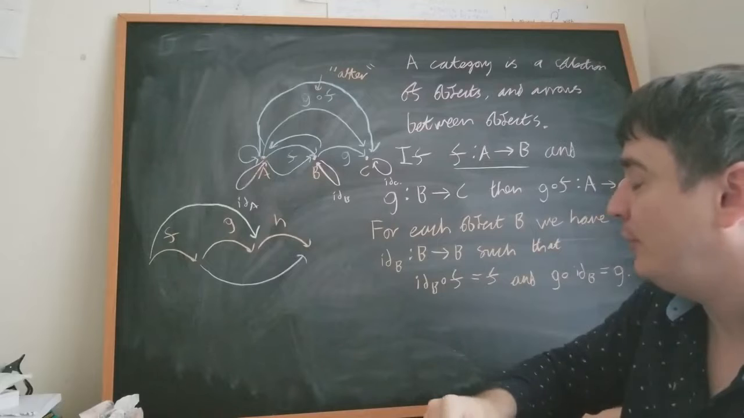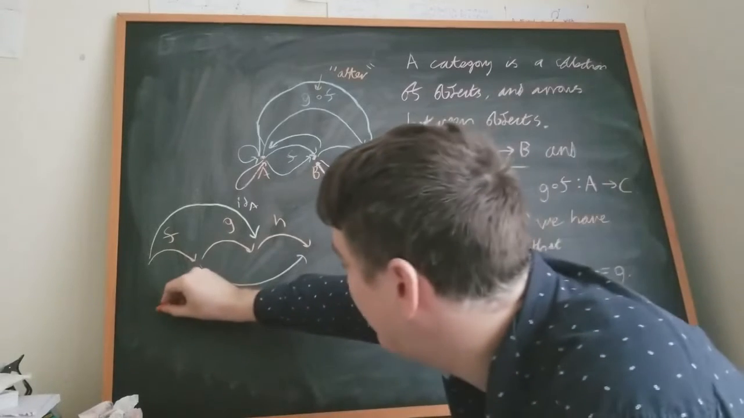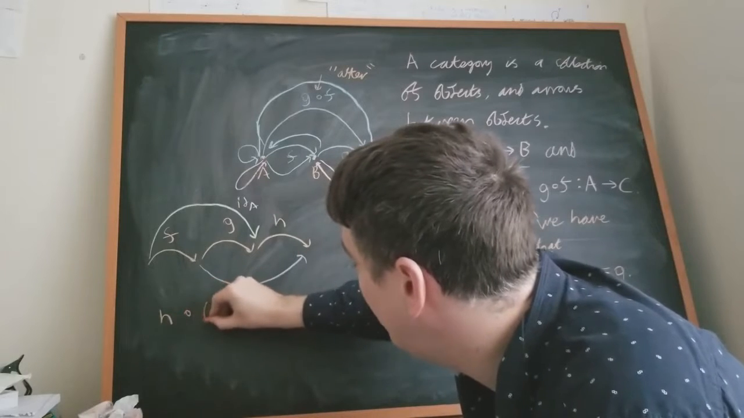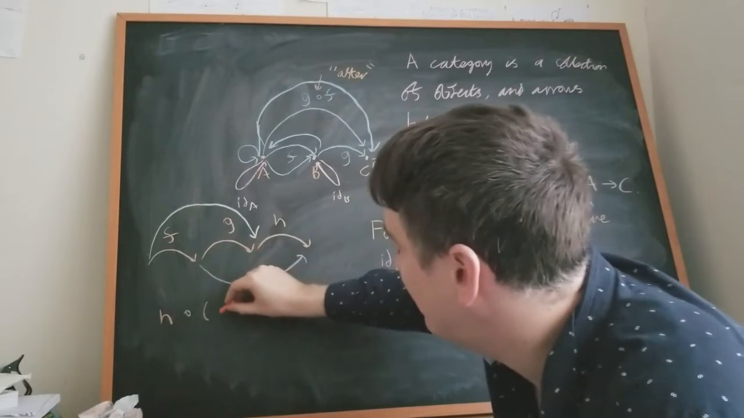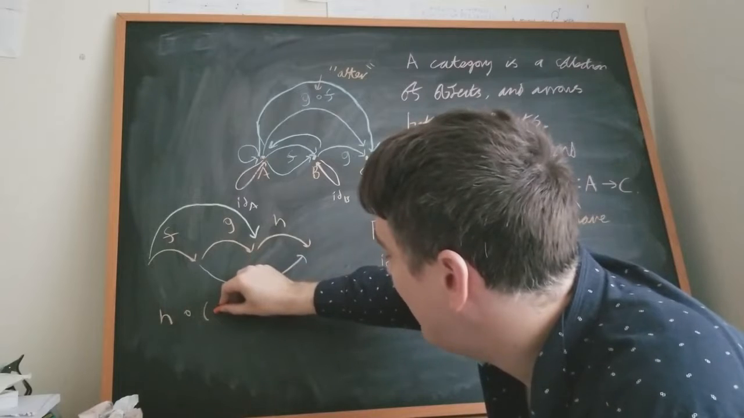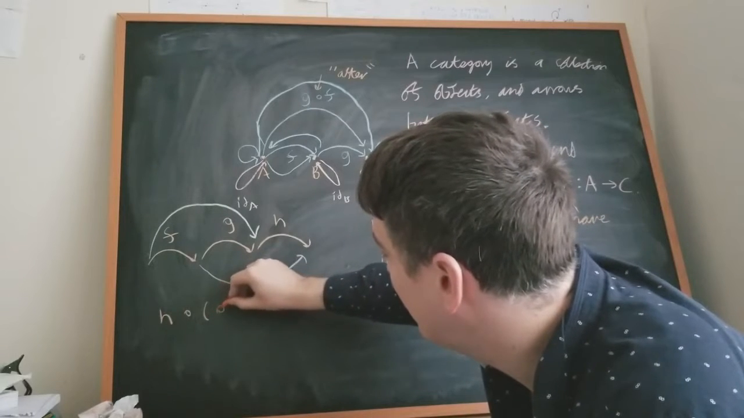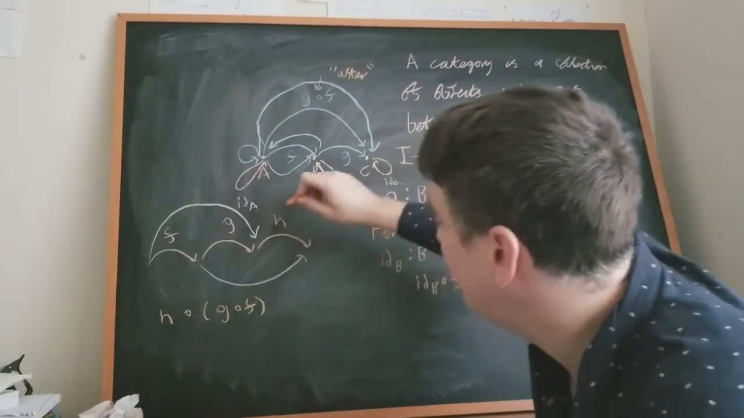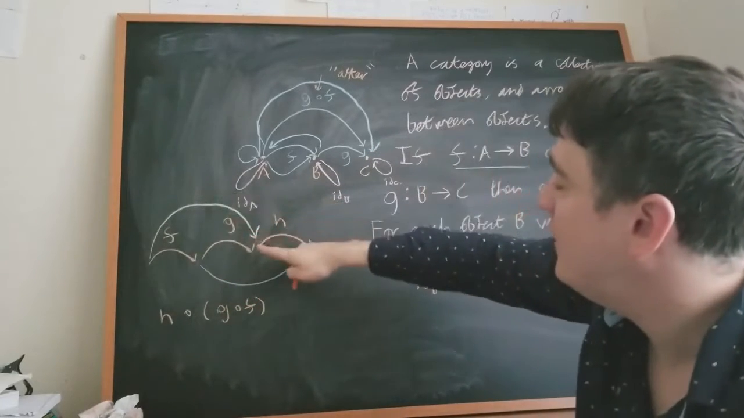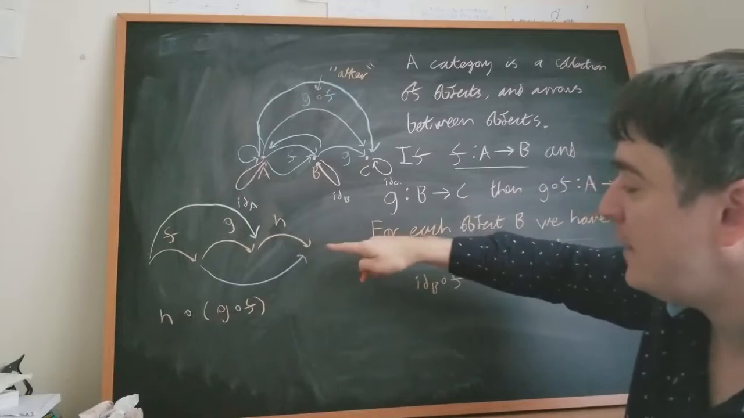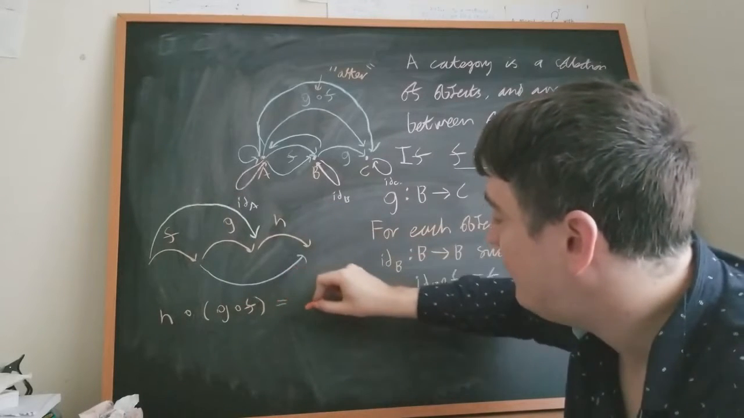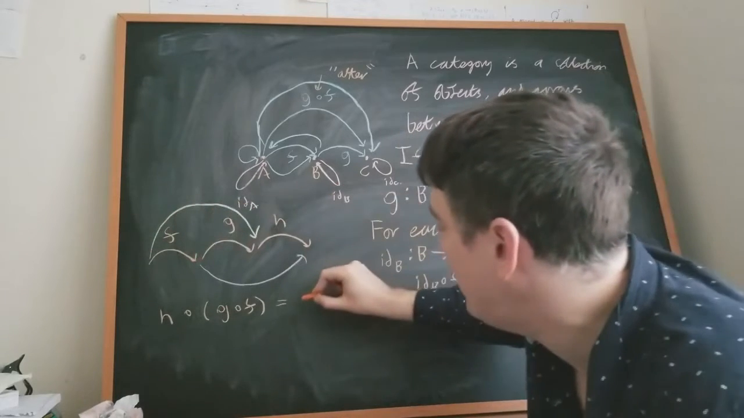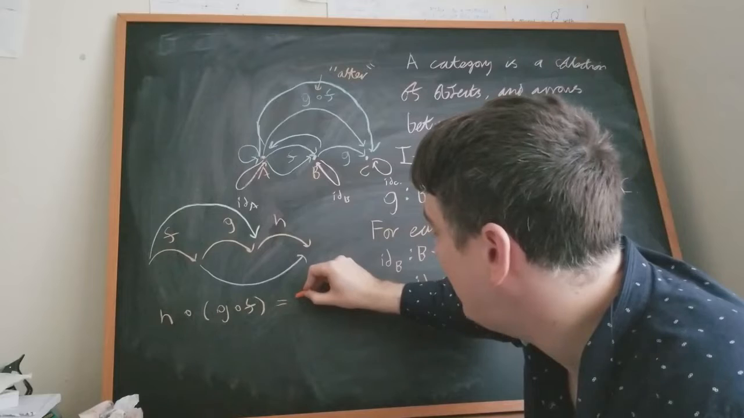So what that boils down to is saying that if we compose H together with the thing that we get by composing G and F, so if we compose this green arrow and then this orange arrow on the right, that'll give us the same thing as if we compose this orange arrow on the left and this purple arrow on the right.